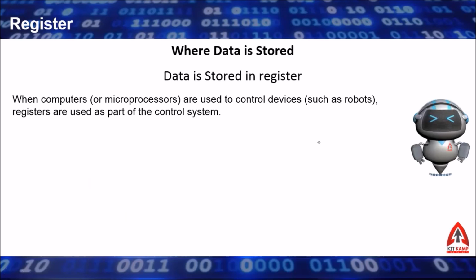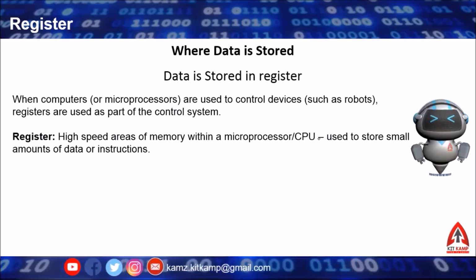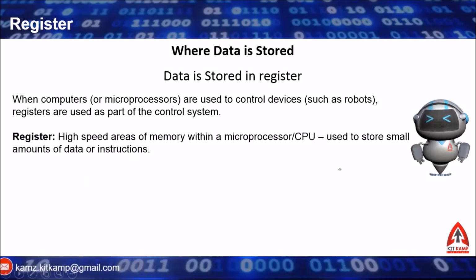When computer microprocessors are used to control devices such as watches, registers are used as part of the control system. It can be your computer system, your RC car, remote control car, or any other electronic device. Now, the definition of a register: it is a high-speed area of memory within a microprocessor or CPU, central processing unit, used to store a small amount of data or instructions. So whatever instructions you are sending, they get stored in your registers and then checked from your processor to see if those instructions or data are available. According to those instructions, it's going to give you an output result.